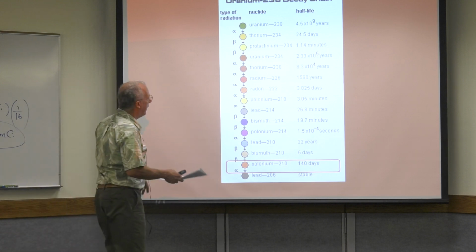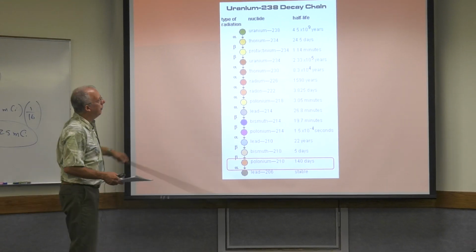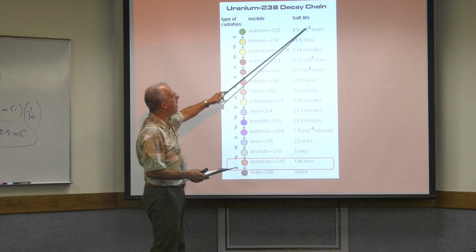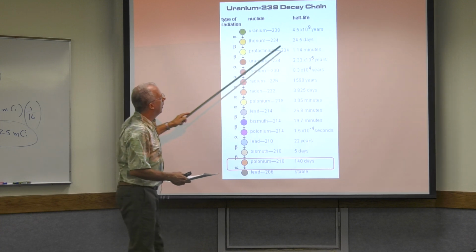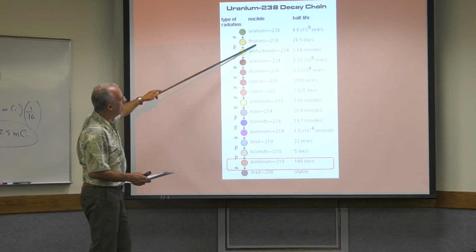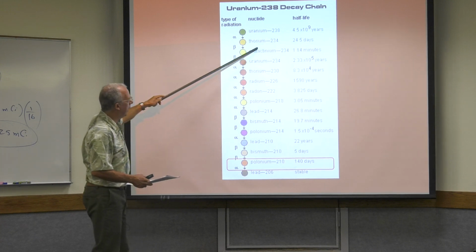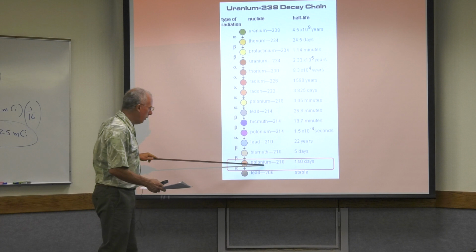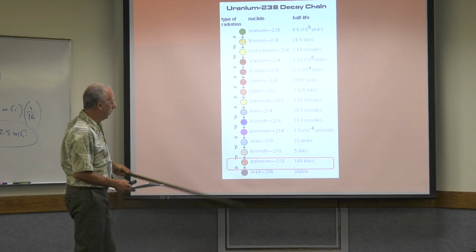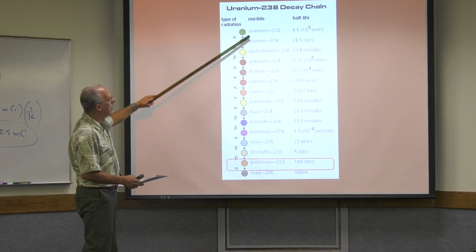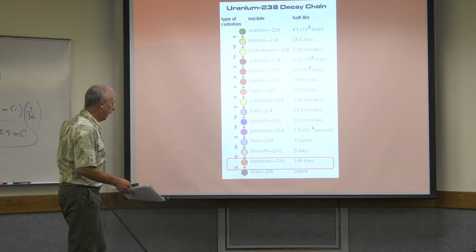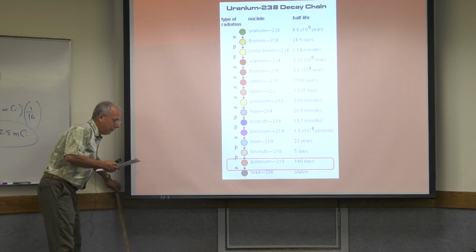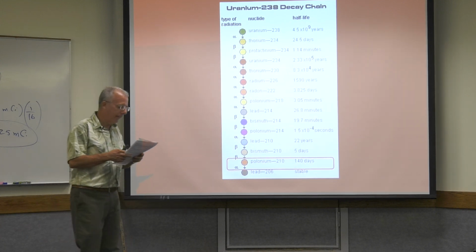Because it's part of a decay chain. So you have U-238, 4.5 billion year half-life. That decays into thorium. That decays into protactinium, on and on, and then we make polonium-210. So it's constantly being made because all these other isotopes are decaying. So that's a decay chain.